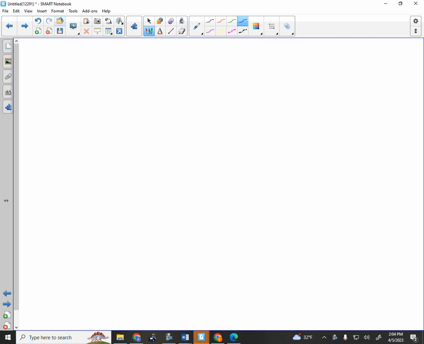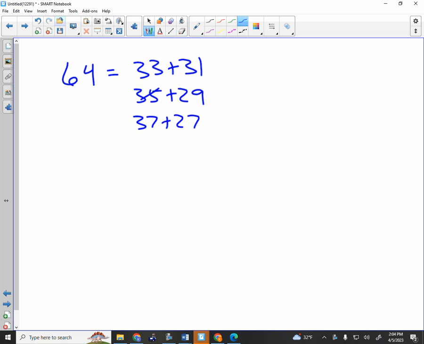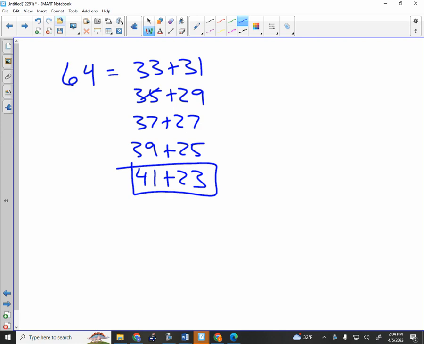Miss Taylor, can you give me a 2-digit number that's even? 64. 64 is the sum of two numbers, okay? And they can be written as a sum of two primes. For example, I could write 33 plus 31. Do those add to 64? Yeah. But are they both prime? Nope. 35 plus 29, are they both prime? Nope, that one's not. I could go 37 plus 27, are those prime? No. 39 plus 25? No. 41 plus 23? Yeah, those are both prime, aren't they?